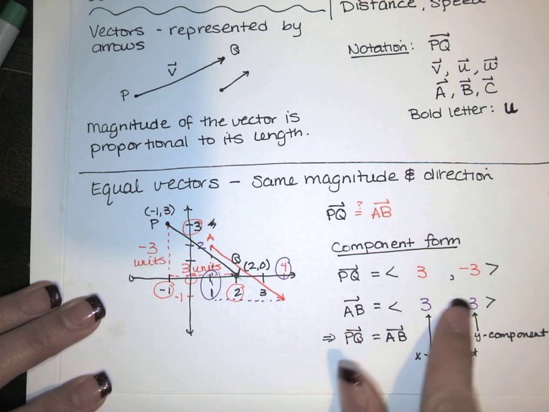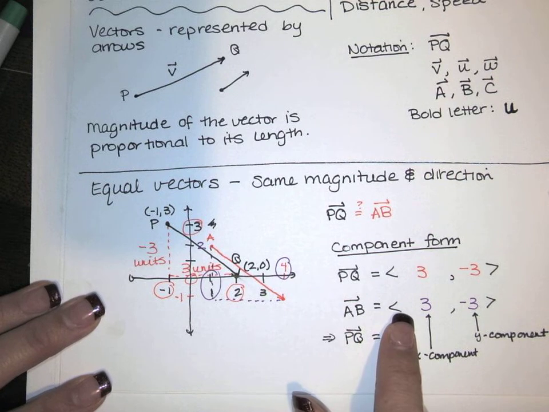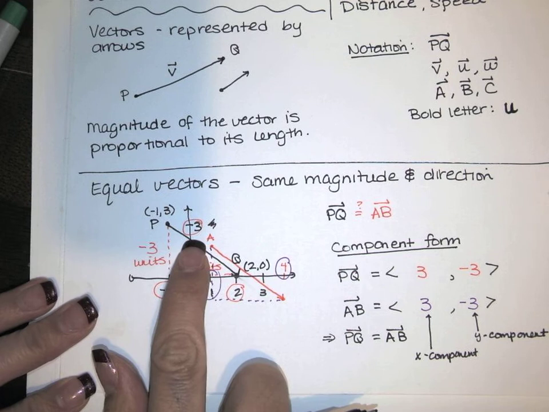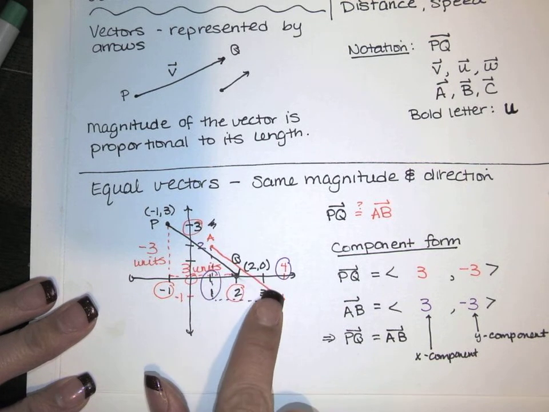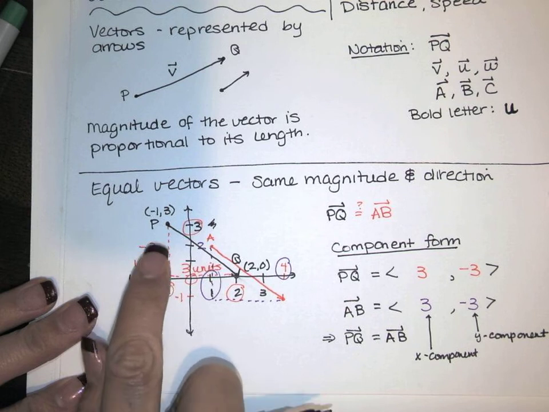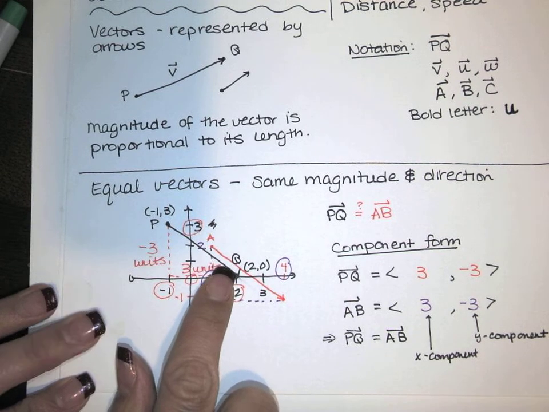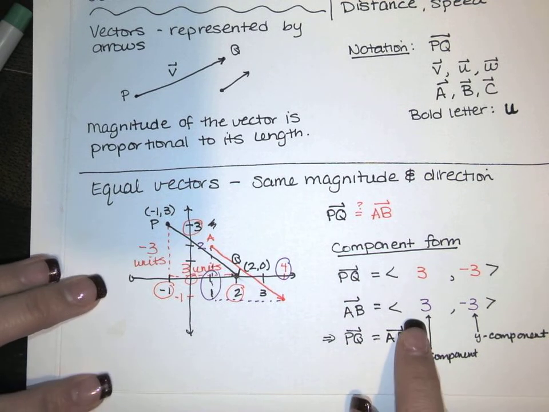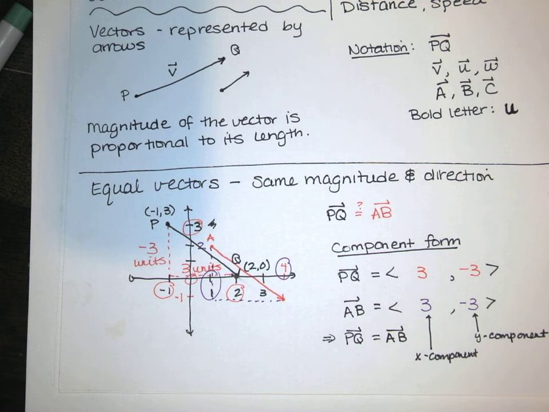This is either left or right, and that's up or down. But it says start here and go 3 units in the x direction and -3 units in the y direction, and that's where B should be. So I start here, go 3 units in the x direction, -3 in the y, and I end up over here. Same thing for PQ: 3 units in the x, -3 in the y, I end up here. So that is the component form of a vector. And again, this is the x component and the y component. They tell you how many units to go in each direction from your starting point.